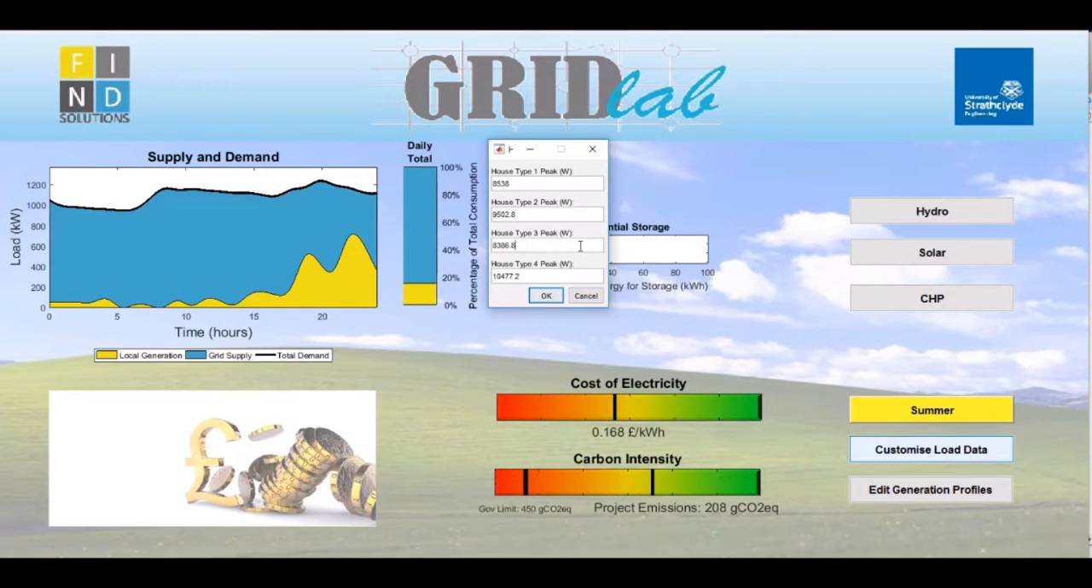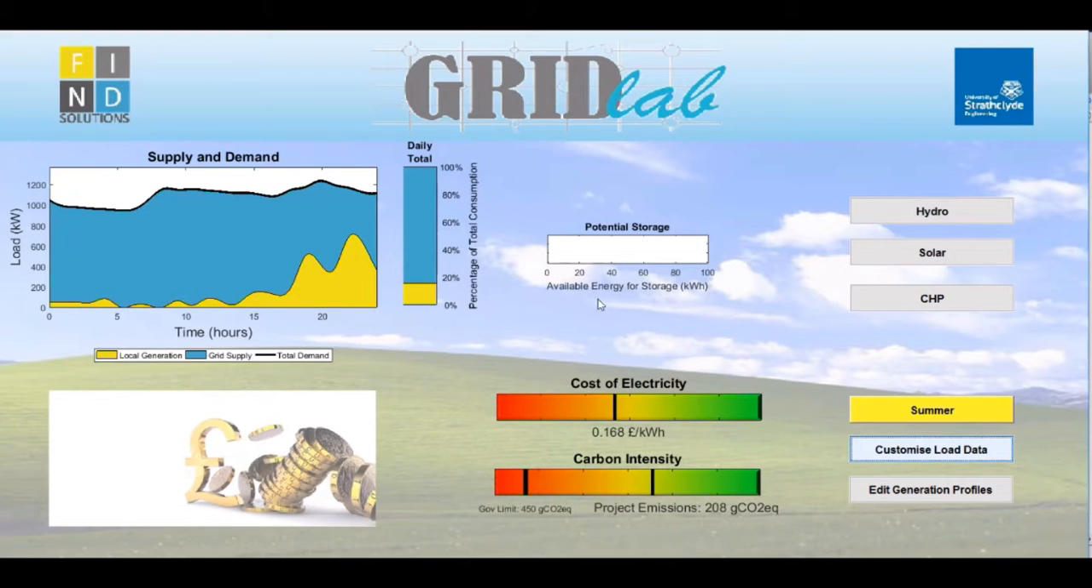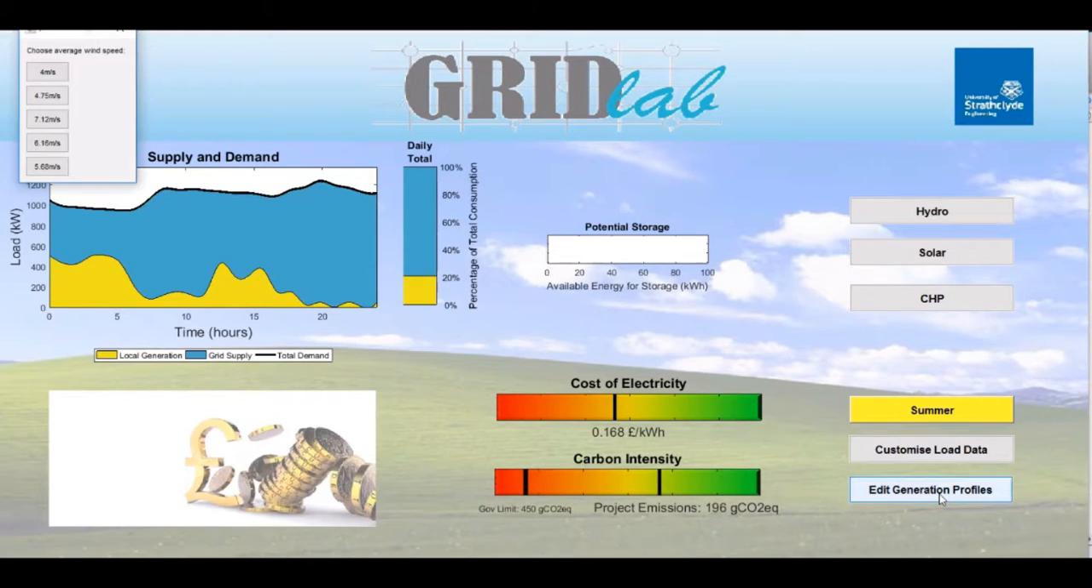A supply and demand curve shows the users the way in which demand is met through a combination of local generation and the grid supply. When local generation exceeds the community's demand, a storage indicator highlights how much energy would be available for communities to store for use during periods of low generation.